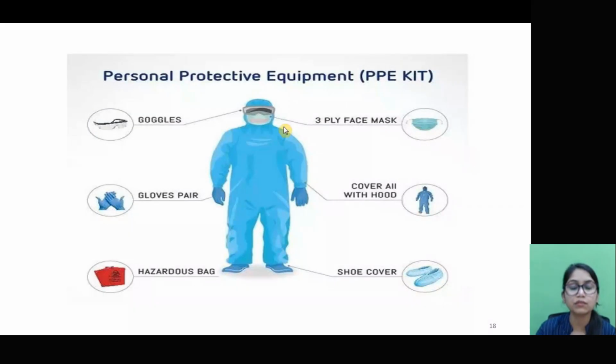So here, the PPE kit is basically personal protective equipment. Many of you have heard about this during COVID-19, when doctors were wearing the PPE kit, right? It is basically for safety purposes. They have goggles, which protect their eyes, and there is a three-ply face mask, okay? And they wear a pair of gloves, and cover everything with a hood.